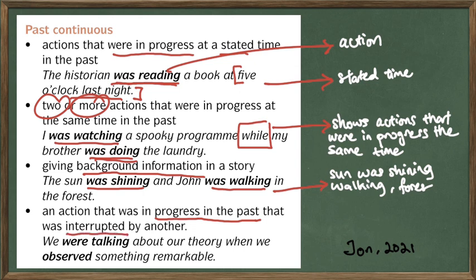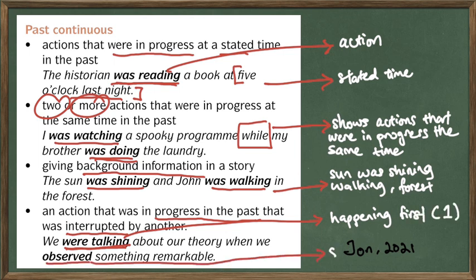Now the next one would be an action that was in progress in the past that was interrupted by another. What's the meaning of interrupted? Interrupted bermaksud diganggu. So kamu sedang melakukan sesuatu dan ada lagi satu benda mengganggu kamu. Mengganggu di sini tak semestinya ganggu kacau bagi takut tu, no. It means just probably distracting the action that you were doing. So the example given here, we were talking about our theory when we observed something remarkable. So talking was happening first, and then secondly, you observe something.